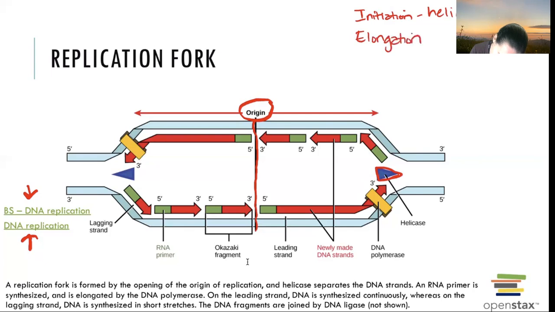Elongation. And elongation is going to be where we lay down the new DNA. So we said this was semi-conservative. We're going to keep an old strand and then we're going to make new stuff that's going to be the complementary side on the other side.